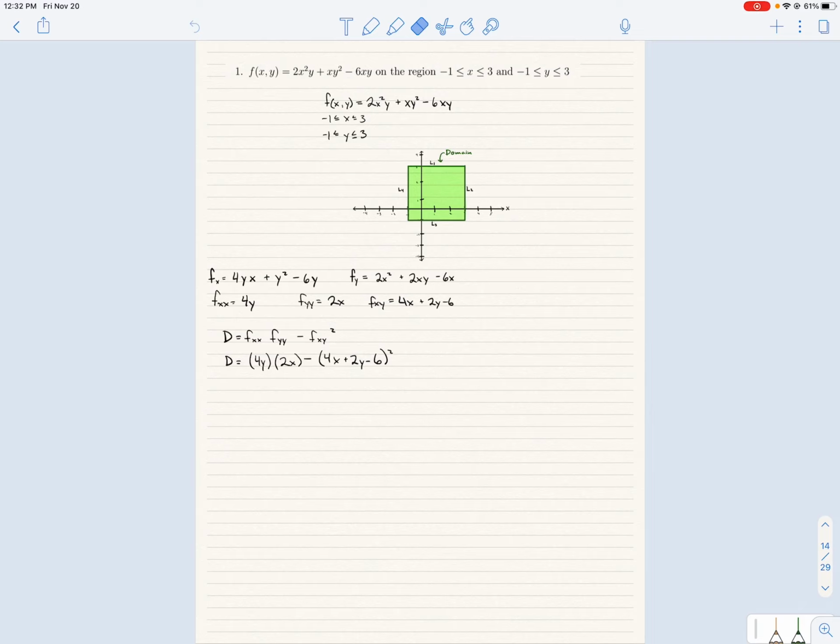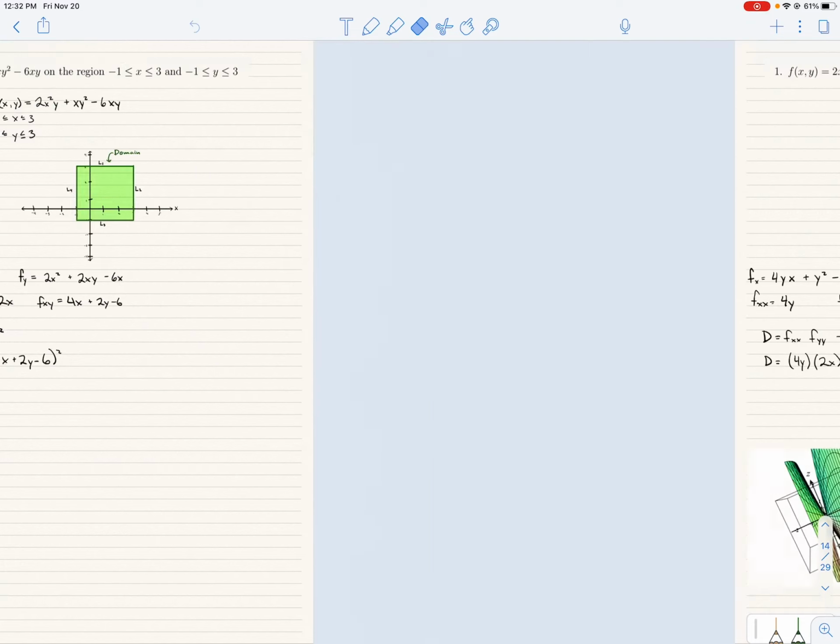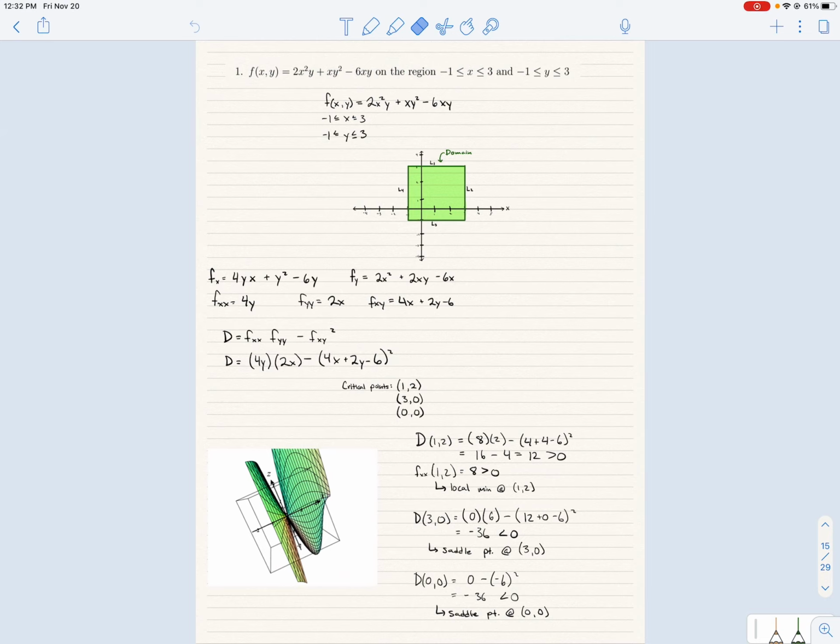We don't have to do any of the endpoints because local minimums and maximums and saddle points can't be along edges. So we see that d evaluated at (1, 2) is positive, and fxx at (1, 2) is also positive, so there is a local minimum at this point. Then for both (3, 0) and (0, 0), we see that d is negative, which means that these are both saddle points. So when we plot this shape on our domain, we see this shape here on the left, and we see that there are in fact 2 saddle points and a local minimum at these values.